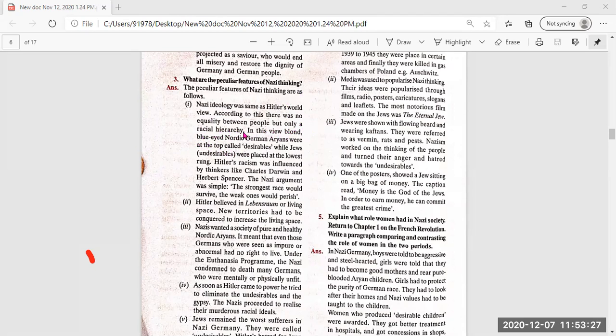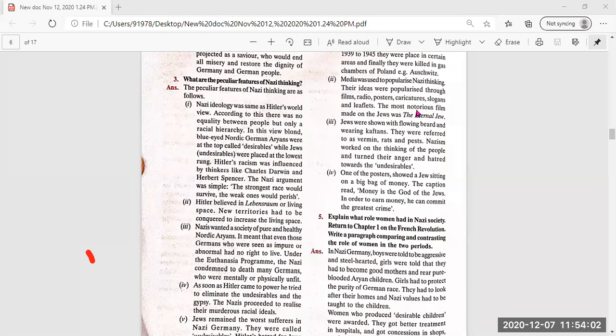When the Nazi party was in rule, the difference was clearly seen among the people over there in Germany. In this view, blonde, blue-eyed Nordic German Aryans were at the top, called desirables. So the people of Germany were divided into desirable and non-desirable.